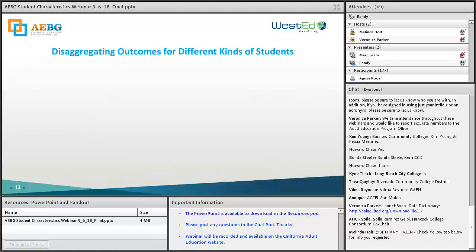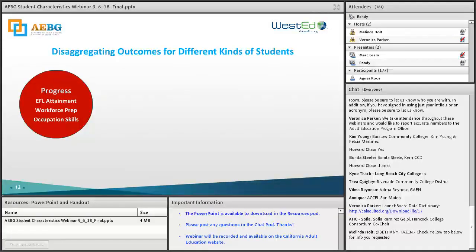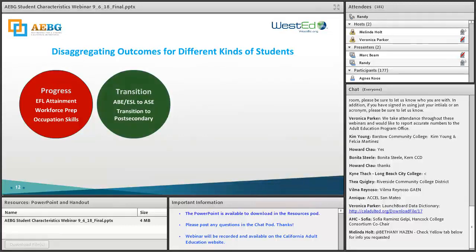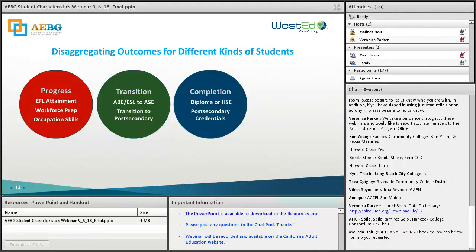And it's just important to think about how we can disaggregate outcomes, because you can look at global outcomes, but then the question is, how do your outcomes look for the different people you're serving? That really pertains to the progress metrics: EFL attainment, workforce preparation, occupational skills, transition from ABE or ESL to adult secondary education, or transition to post-secondary education, completion of a diploma or high school equivalency, or completion of a post-secondary credential. And then employment. The field has been very, very clear, practitioners both in non-credit programs and in K-12 adult schools, that they want to see how they're doing for different discrete populations. And WIOA provides a very convenient framework.